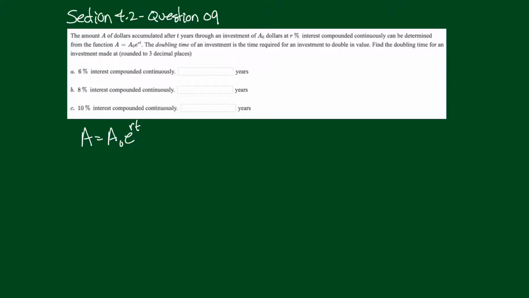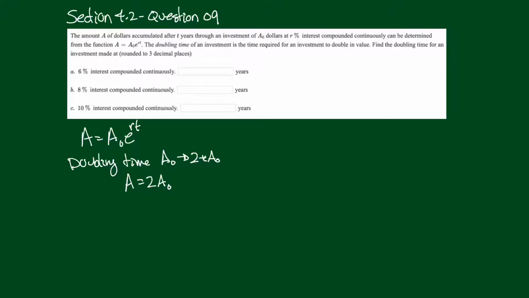Now what we're looking for here is doubling time. Doubling time means if you start with A naught dollars, you want to double it, so you would have 2 times that number of dollars. So we want the amount of money that we have to be twice the amount of money that we started with.